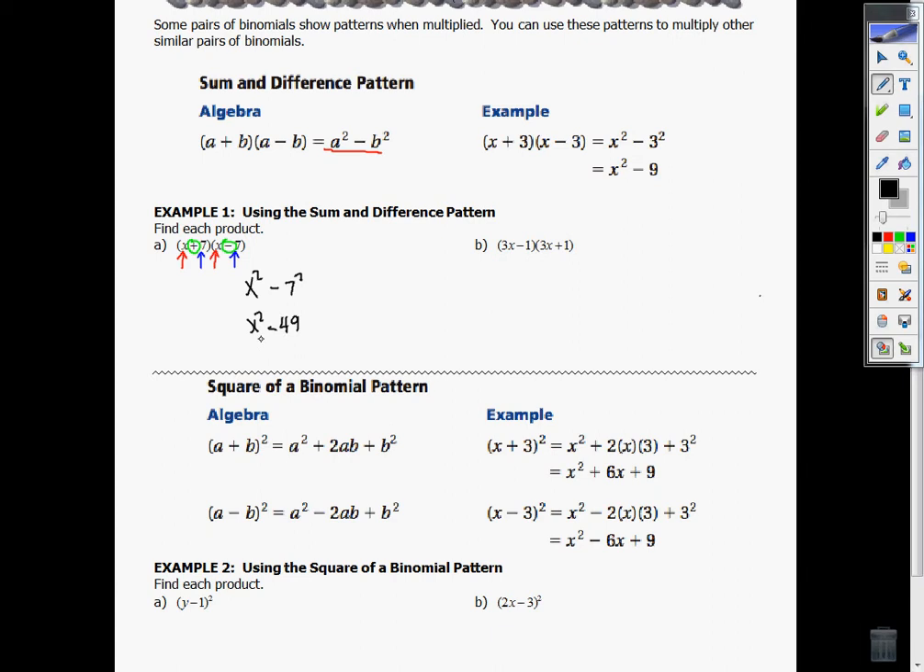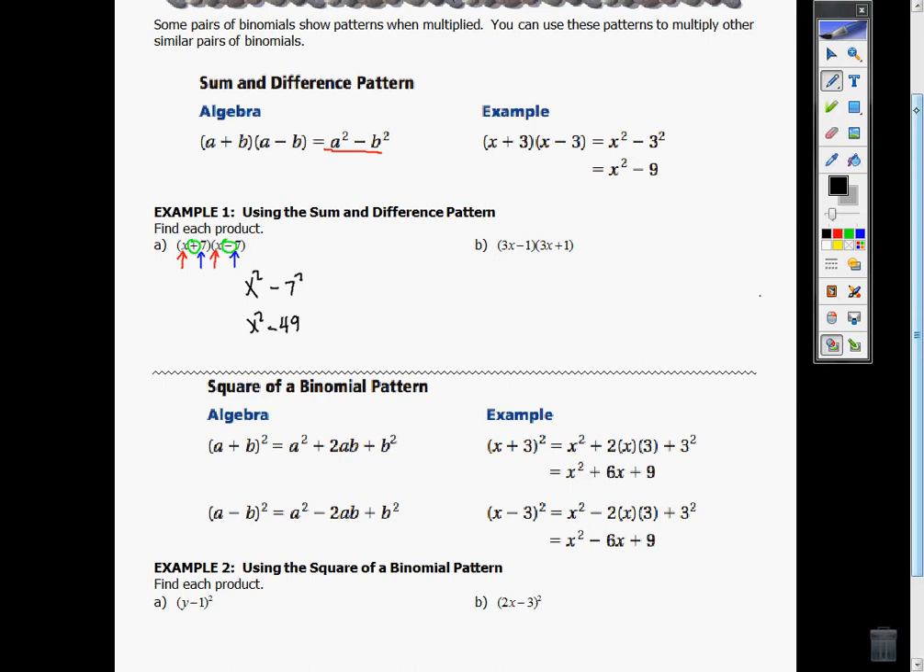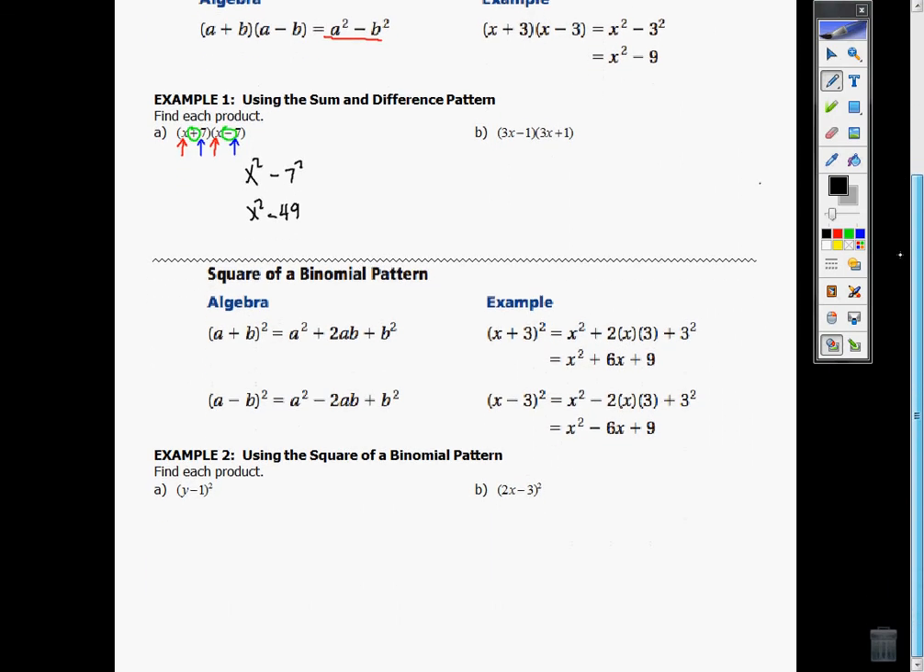So much simpler than sitting here and multiplying first, outer, inner, last, and then combining like terms. Try B on your own, and then I'll check it out in class, make sure everybody's got it. Once you have done B and you're ready to scroll down to our next pattern, please feel free to do so.